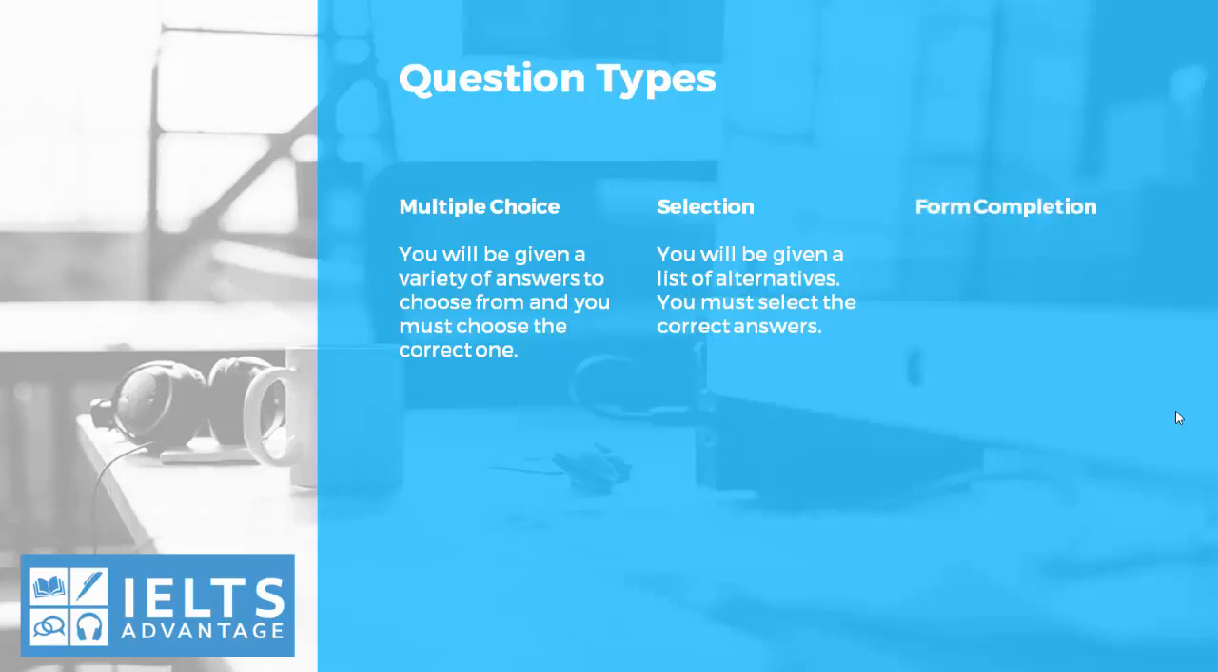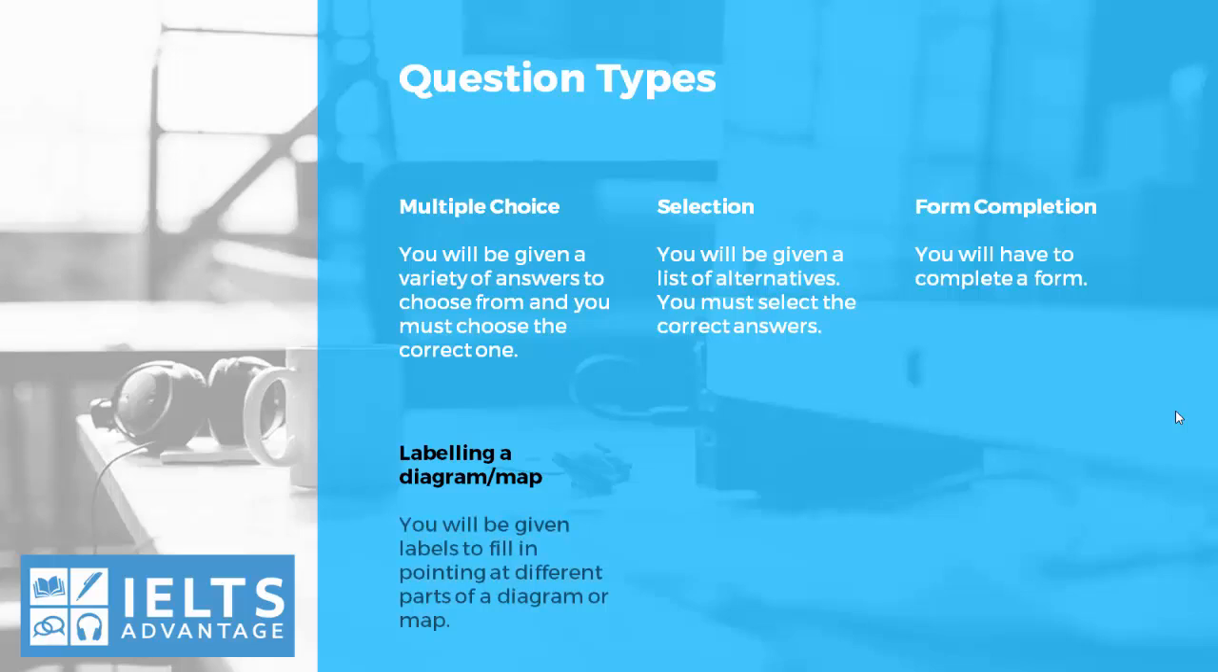Form completion. Again, you'll have to complete a form. So somebody, for example, will be booking a hotel, and you will have to put in their name and their address and how long they're staying for and how much money they're spending and their credit card number, things like that. Labeling a diagram or map. You will be given labels to fill in, pointing at different parts of a diagram or map, and you have to write in the correct information at each point. So you'll be given lots of empty boxes and you just fill in the empty boxes.